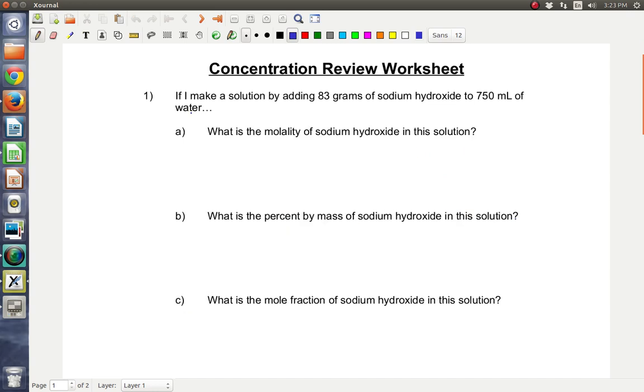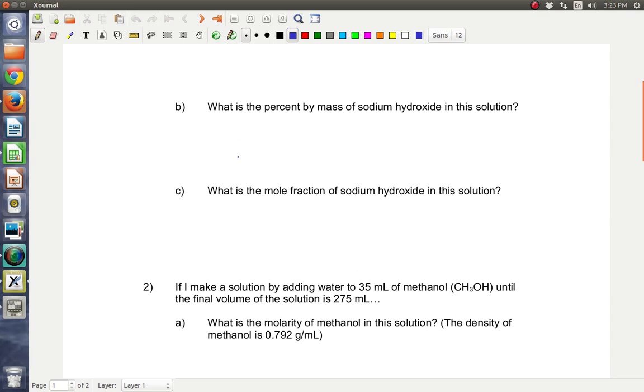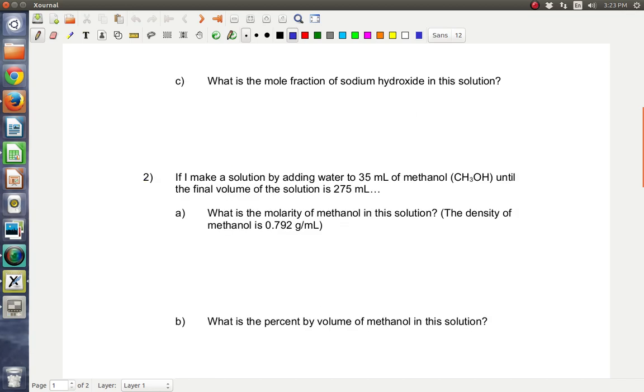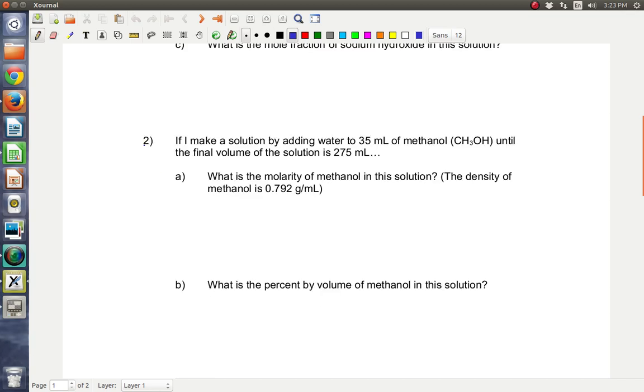Okay, now we're going to go over one of the questions from the concentration review worksheet. This is going to be number 2A, which is not one of the ones that I've omitted. So you do have to know this one, but I want to go over it a little bit at a time. So what is the molarity of methanol solution? Okay, we have a methanol solution here. We said we make a solution by adding 35 milliliters of methanol until the final volume is 275 milliliters. And so this right here, the 275 milliliters, this is equal to the volume of the solution itself.